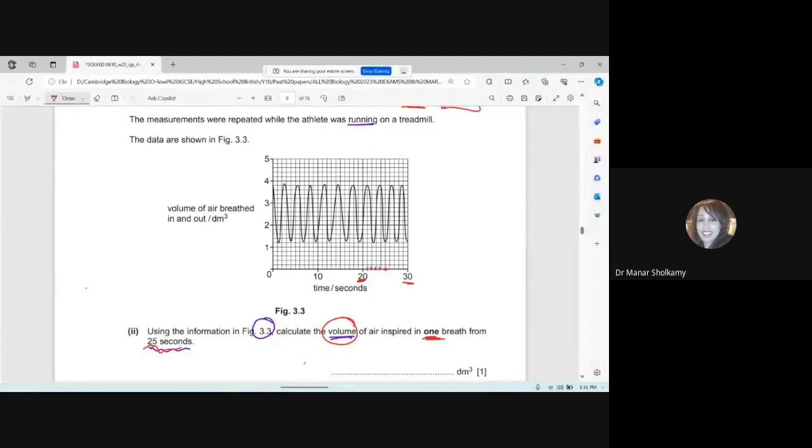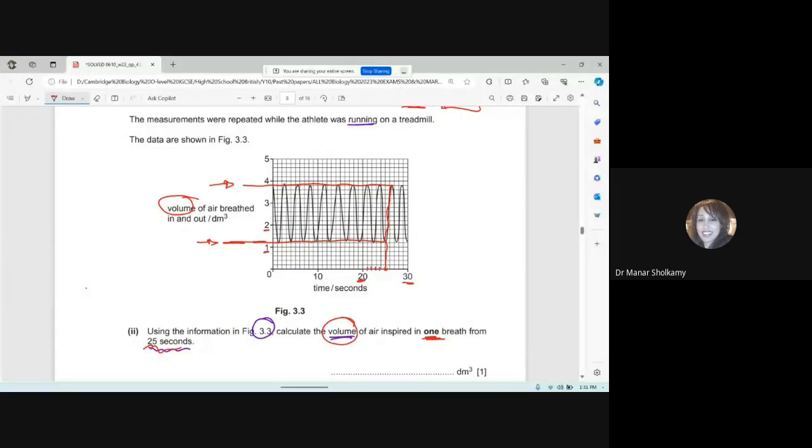They want the volume of one breath. So let's go to the graph. Here, it starts here. This is the beginning of the breath. Then you will breathe, and it will stop here. So this is the volume. The volume is from this level to this level.